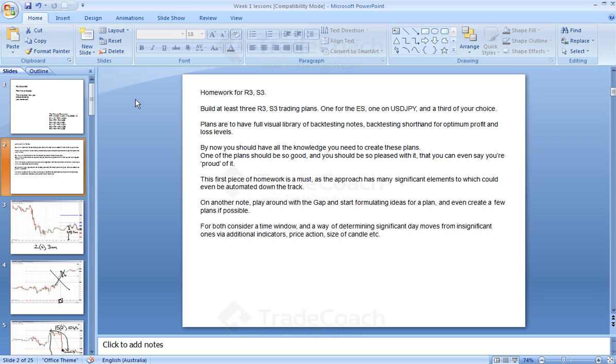The reason we mention USD Japan is because it is quite good with patterns that repeat themselves. And a third of your choice. I want to see a visual library. Well, I don't want to see them, but this is what I want you to create. Visual library, backtesting notes, the shorthand like you saw, so you know what's best for your optimum profit and loss.